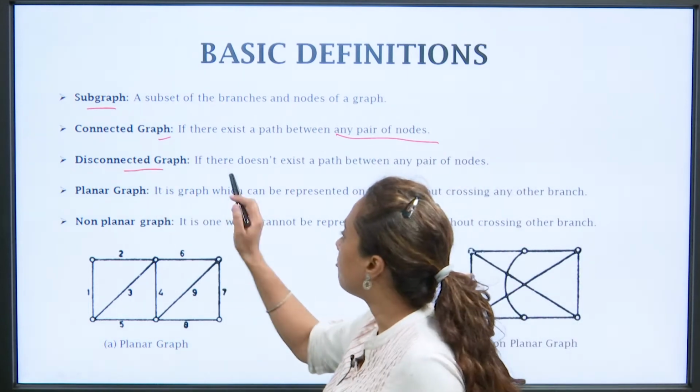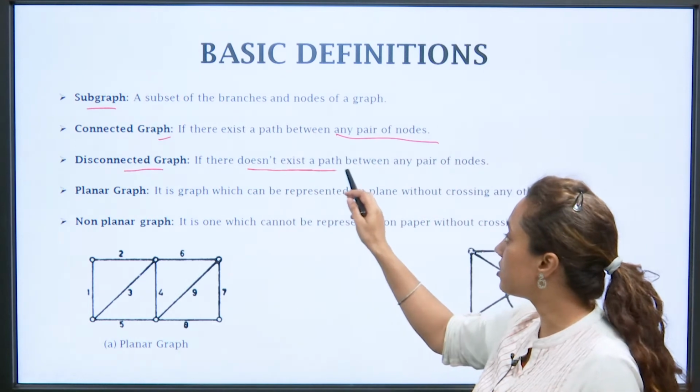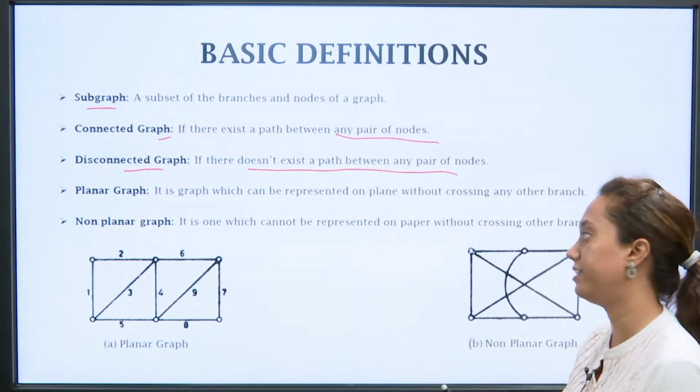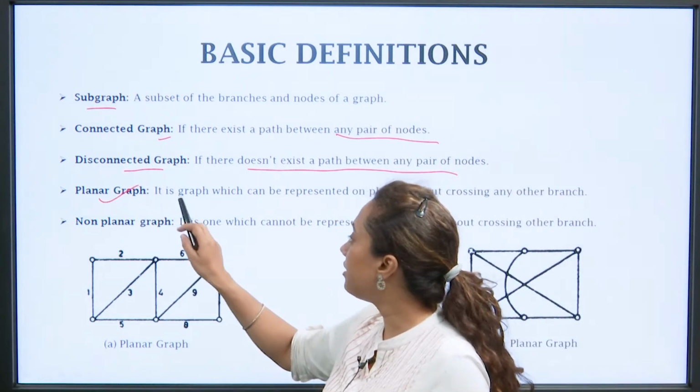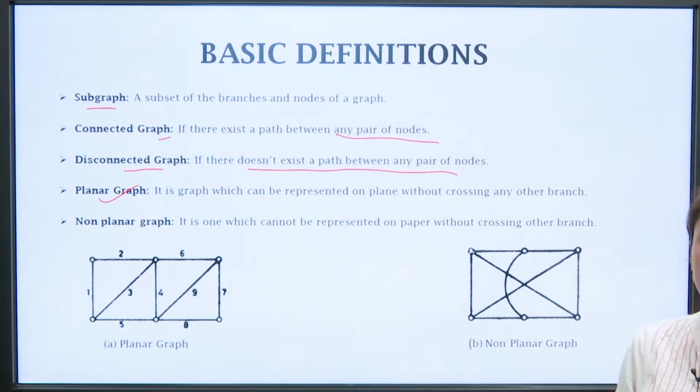While a disconnected graph is one where there are some nodes for which no path exists between a pair, and it is called the disconnected one, just the opposite of the connected one. Now what is a planar graph? It is a graph which can be represented on a plane without crossing any two branches, right.